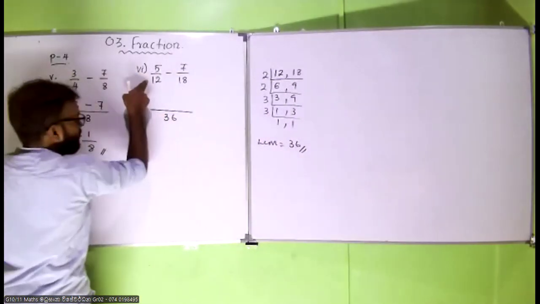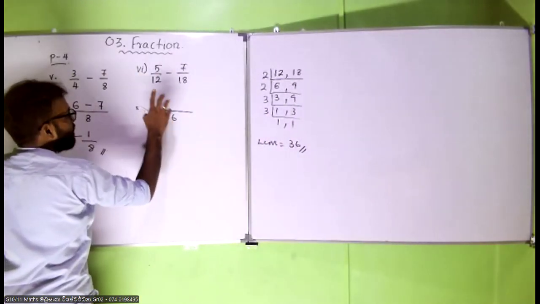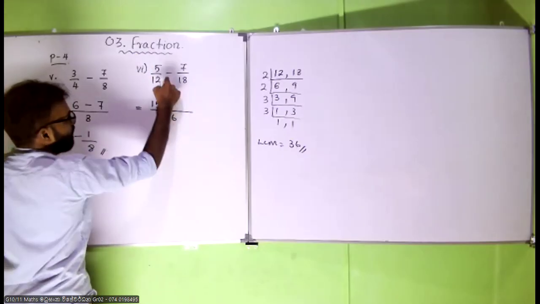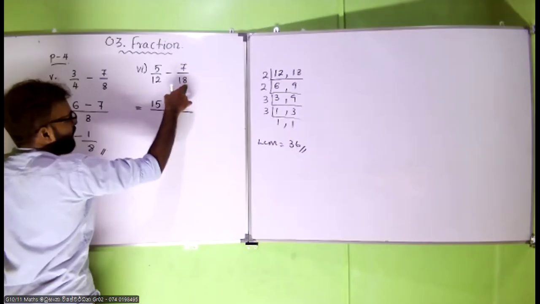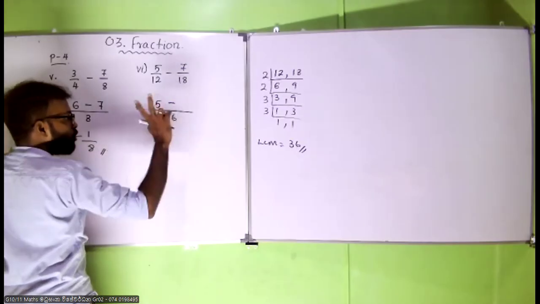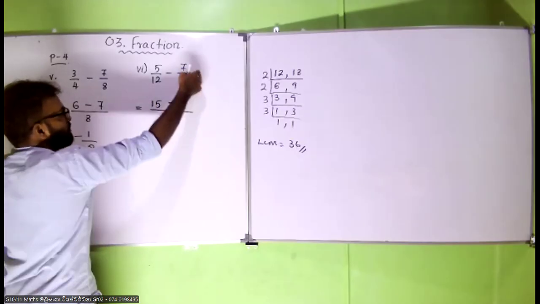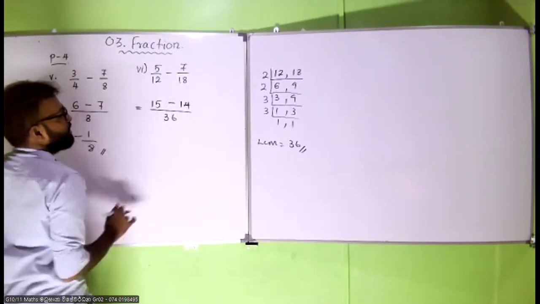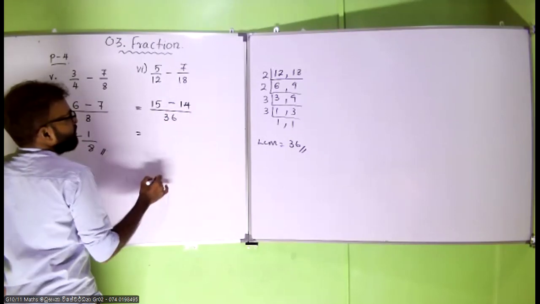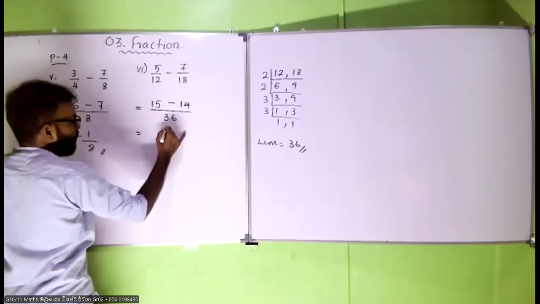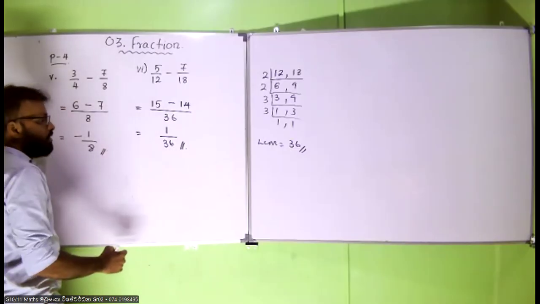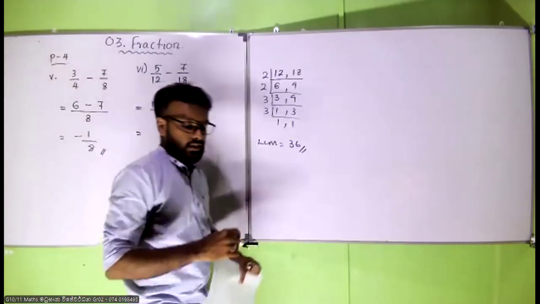How many 12s are there for 36? 3. 3 times 5, 15. Minus. How many 18s are there for 36? 2. 2 times 7, 14. So 15 minus 14, 1. 1 upon 36. Done.